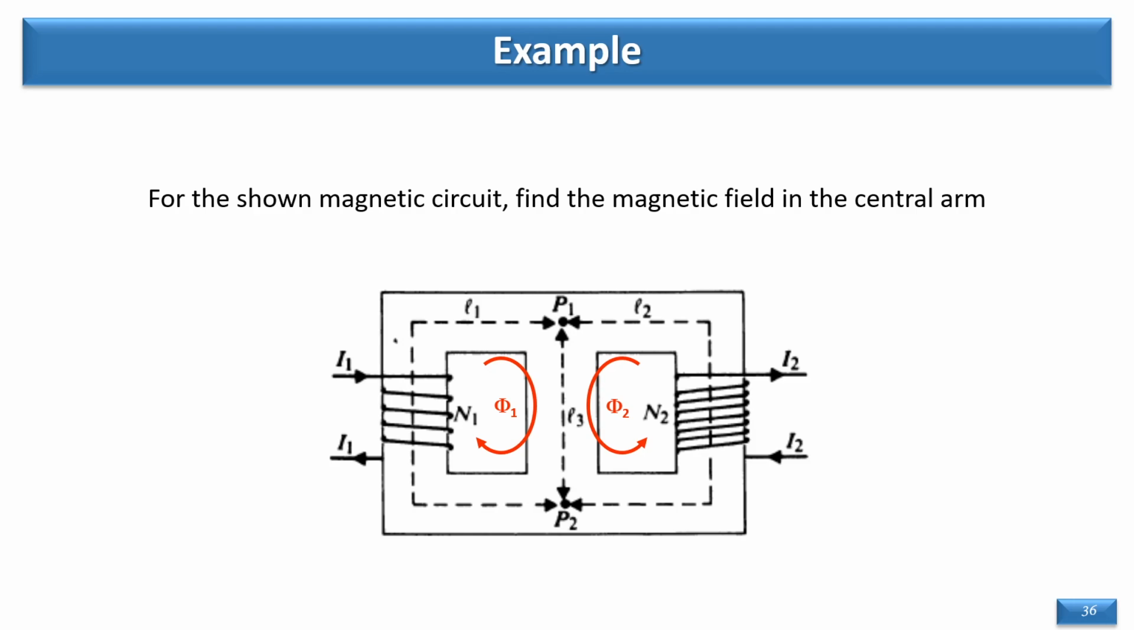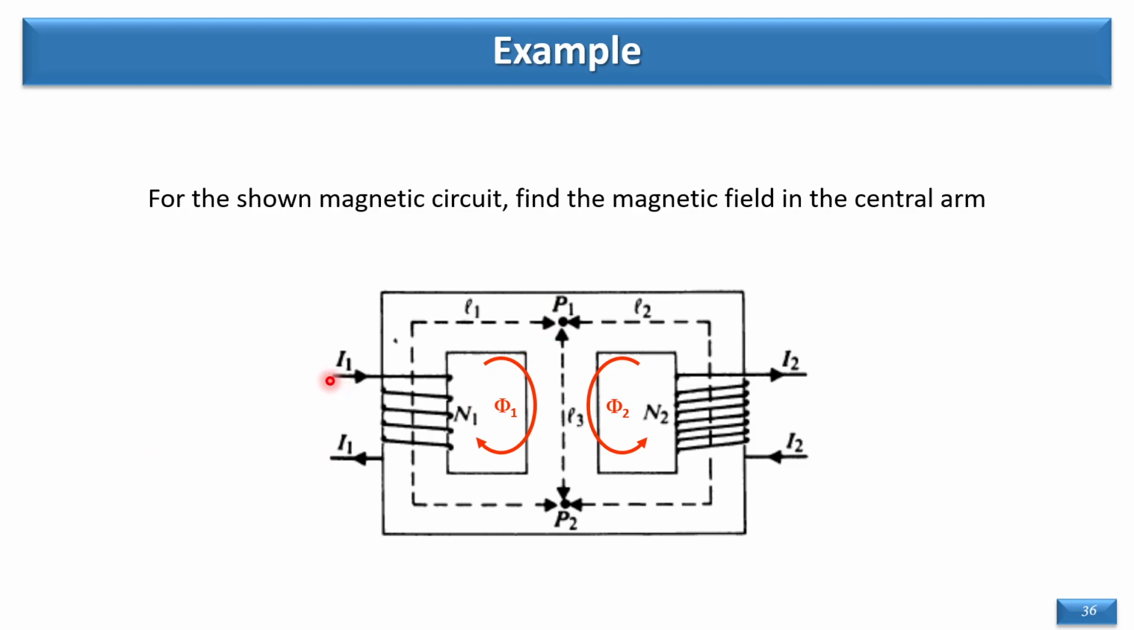Another example here is this kind of transformer. We have coil 1, we have coil 2, and we need to find the magnetic field in the central arm. We need to find the magnetic field here.